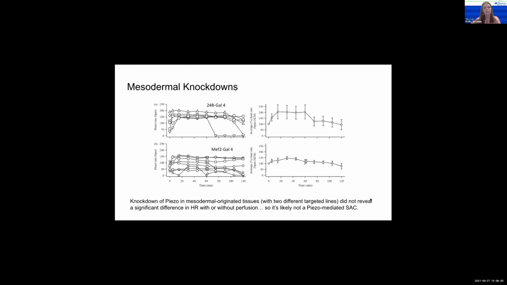So from there, we looked at heart rate regulation and a knockdown of piezo in mesodermal originated tissues, because piezo channels are mechanosensitive, and mesodermal tissue is going to make both the skeletal muscle and the heart in the Drosophila system. We saw no significant difference in heart rate in these RNA knockdowns, which suggests that those stretch-activated ion channels in Drosophila must not be piezo-activated. Otherwise, we'd have expected a response in these preps.